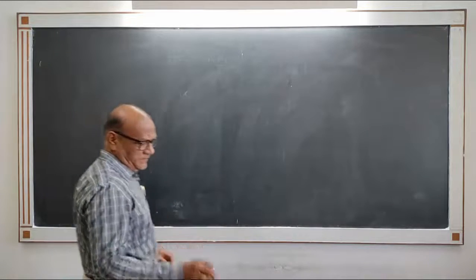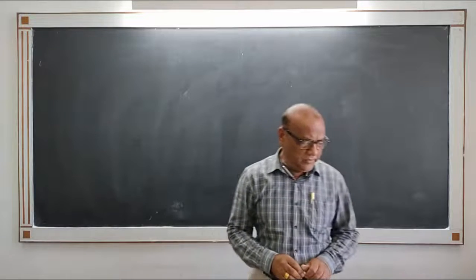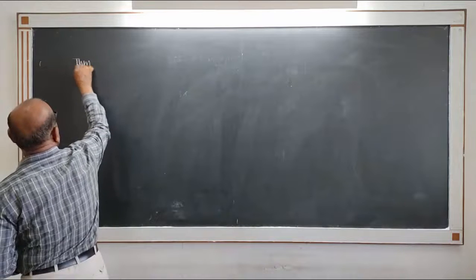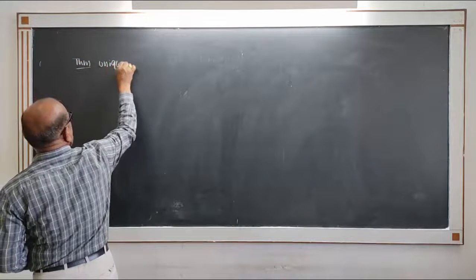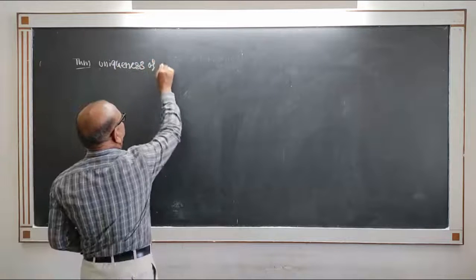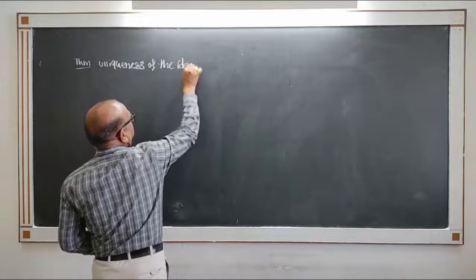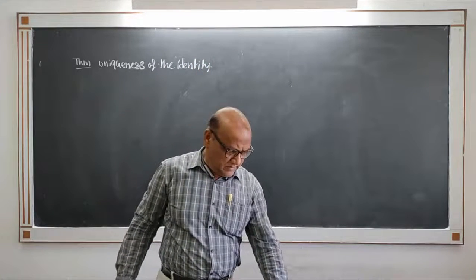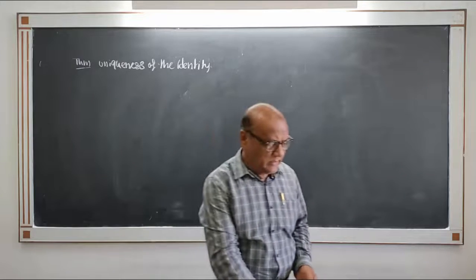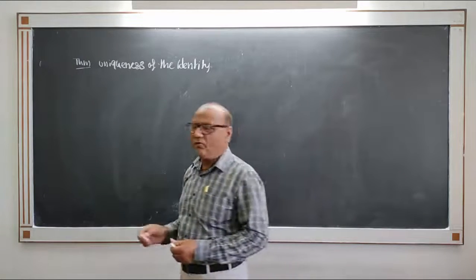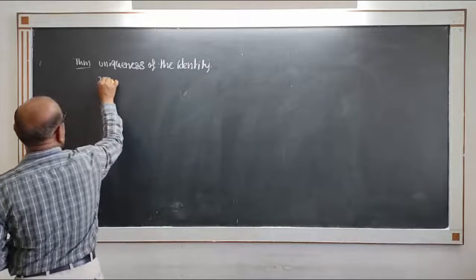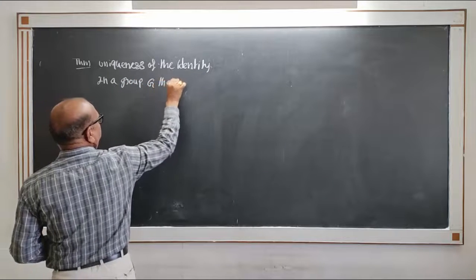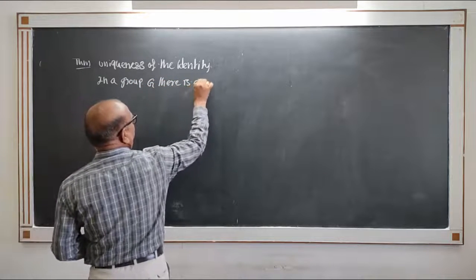Here, first, uniqueness of identity. In a group G, there is only one identity.